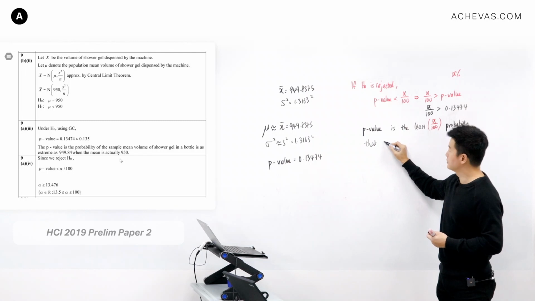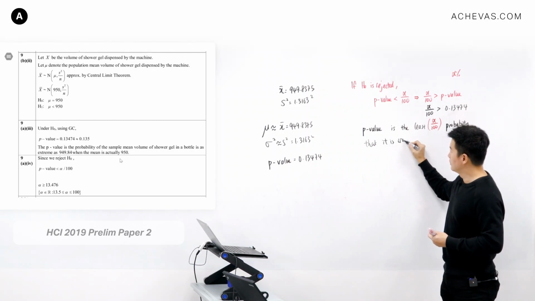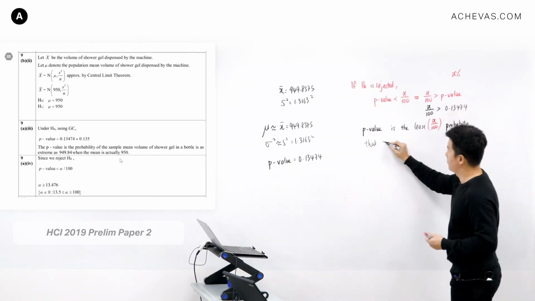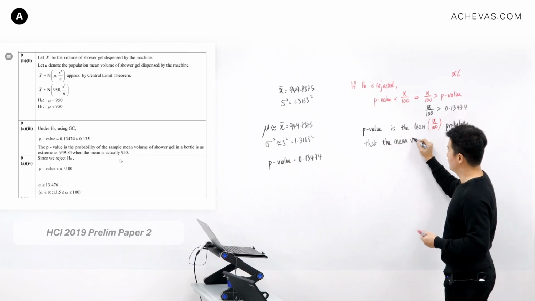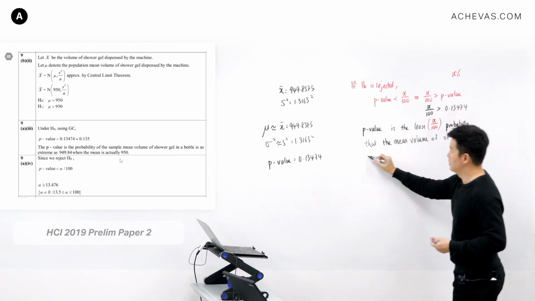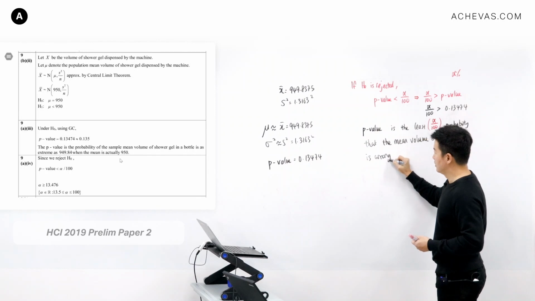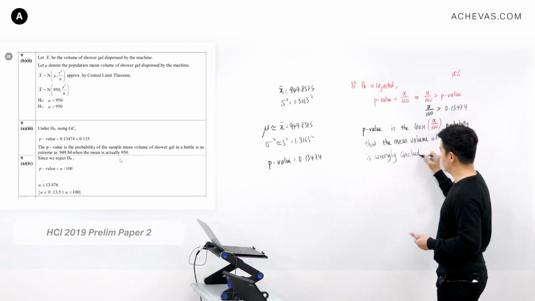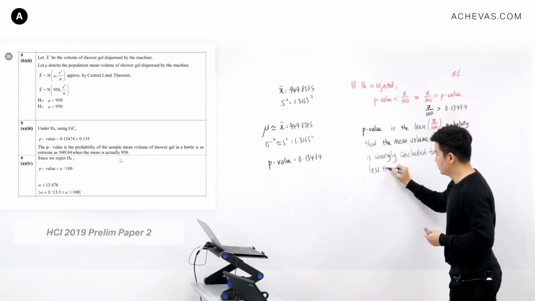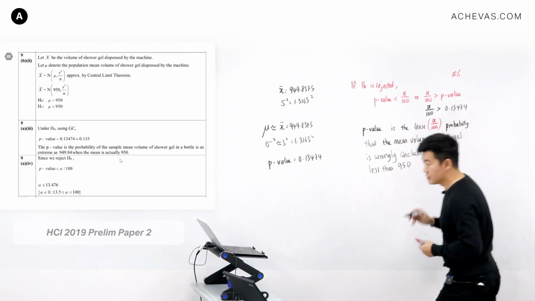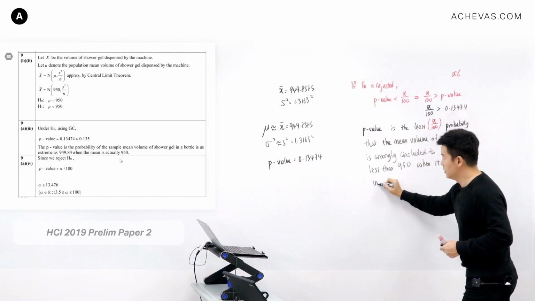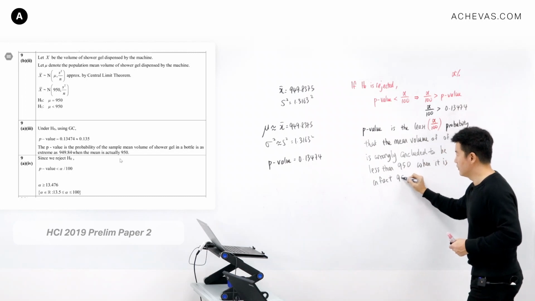that the mean volume of the shower gel is wrongly concluded to be less than 950 when it is in fact 950.